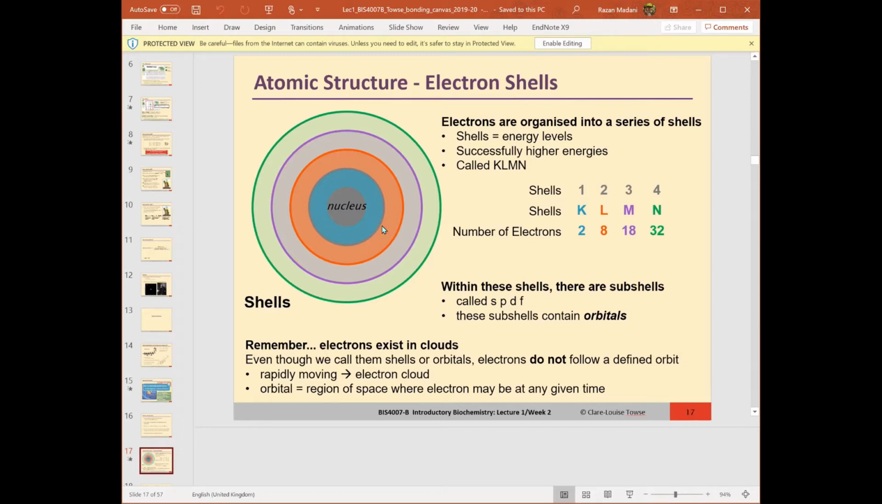Okay, all you have to imagine is a cupboard. It's like saying cupboard number 1 will only have 2 drawers. It can only fit 1 electron in each drawer.